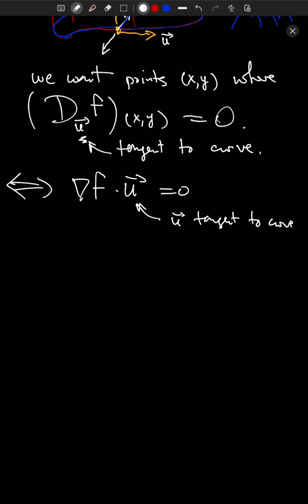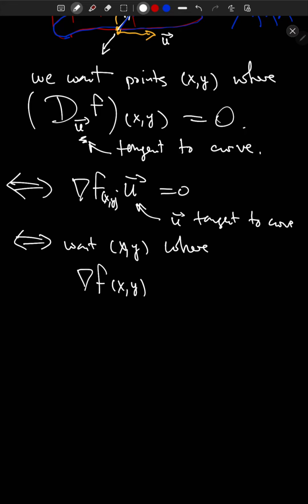So what does this mean? The dot product tells me about angles, and for the dot product of these two to be 0, that means we want points. So again, we're looking for points x comma y where this is true. So we want x comma y where the gradient of f at those points is perpendicular to u. Again, the dot product being 0 means you're perpendicular. And again, as usual, u is tangent to the curve.